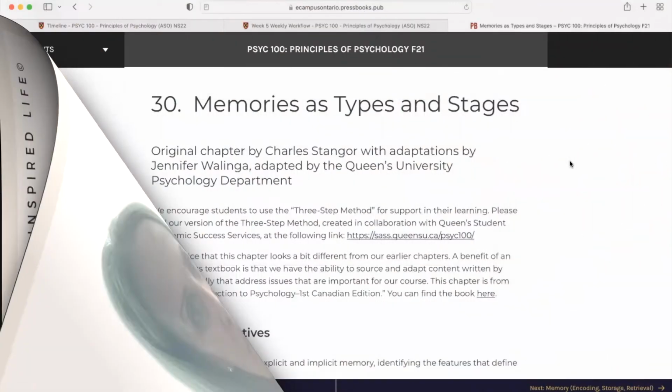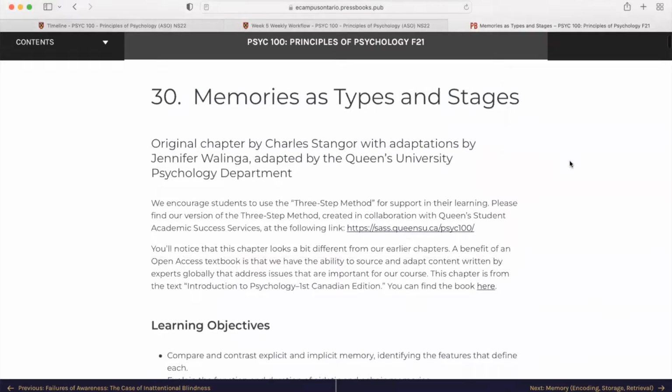Life is short. And having said that, let's get started with chapter 30 from my Queen's University Psych-100 marathon of a course. My goodness, it's a lot of information to digest. But chapter 30 says memories as types and stages. This is going to be fascinating. So let's get started. Memories as types and stages.